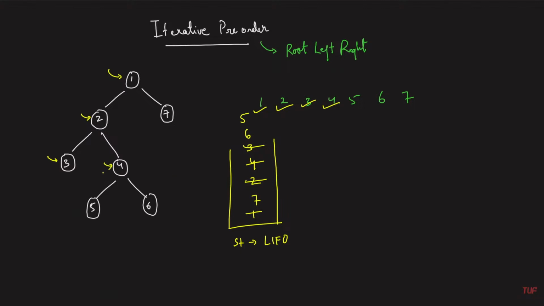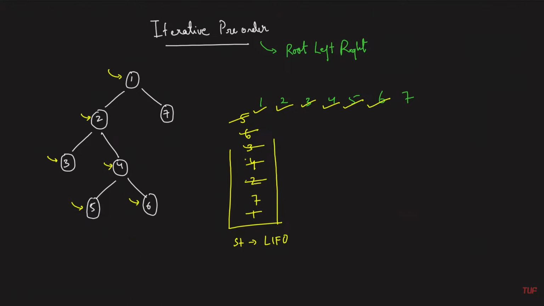Now in the next iteration when you come back, you have a 5. So please take 5 and print it into your pre-order. Next, does 5 have a right? No. Does 5 have a left? No. So 5 is also done. At the next iteration when you come back, you will have a 6. So take 6 and print it. So 6 is also done. Now does 6 have a right? No. Does 6 have a left? No. Nothing to be inserted.